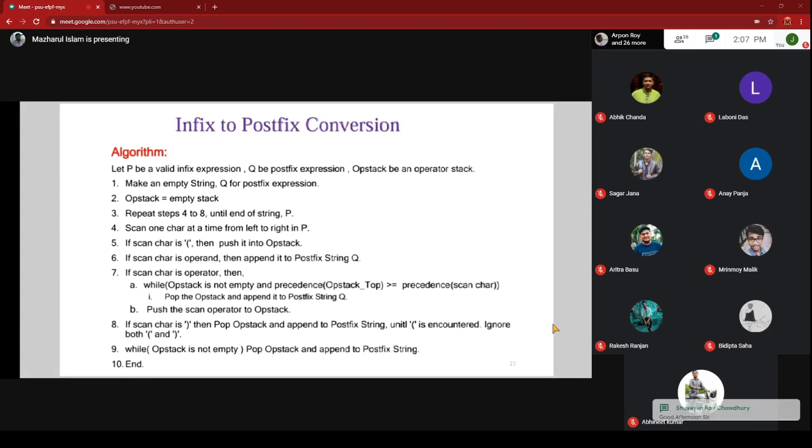Op stack means operation stack, which will hold the operators and brackets. Initially it is empty, so step number 2: op stack equal to empty. Now you have p equal to the infix expression. Now you scan the infix expression from left to right.